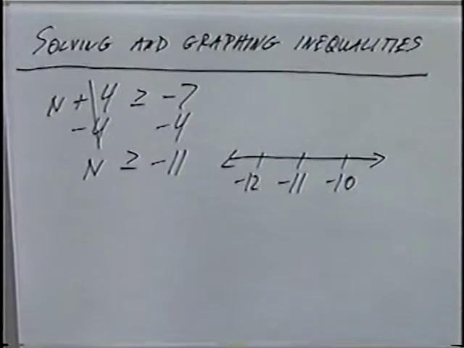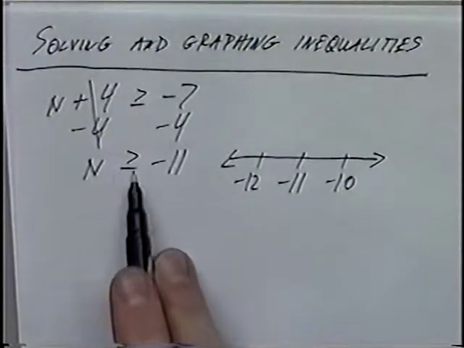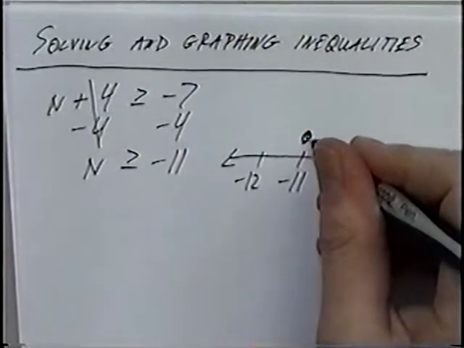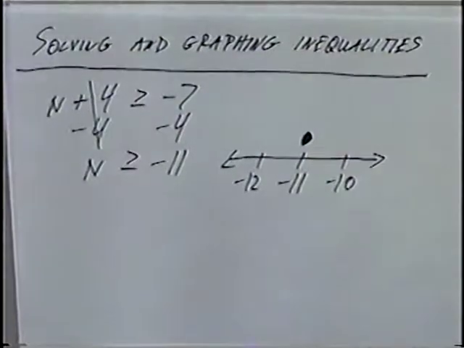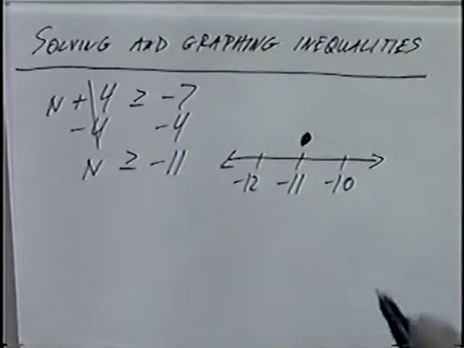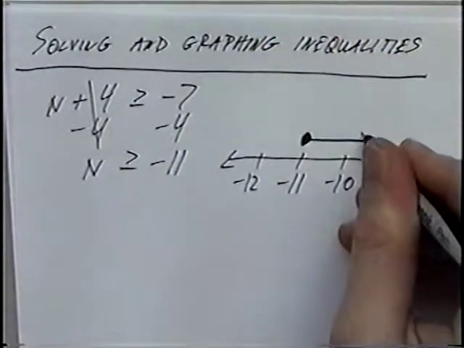Again, for these graphs, we have open circles or closed circles. Anytime you have the line underneath the inequality, or equal to, that means it's a closed or solid circle. And n is greater than or equal to -11. Greater than or equal to would be the numbers to the right.